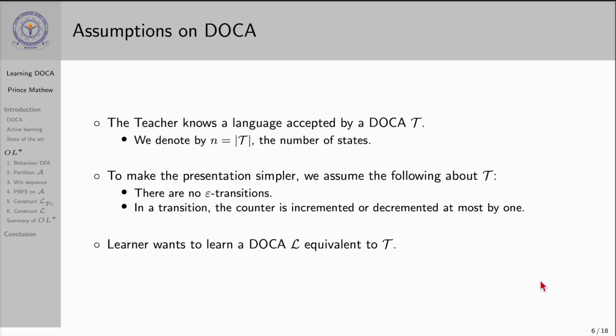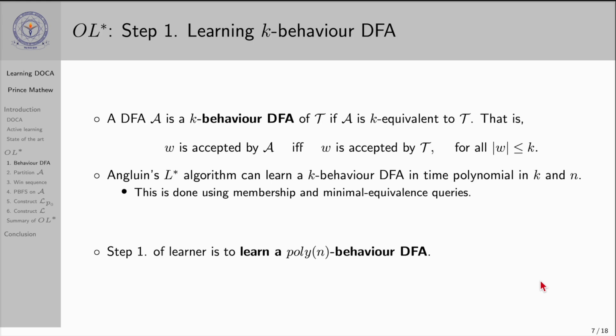So what are the assumptions that we have? We assume that the teacher knows a language accepted by a DOCA T, and for the rest of the talk we denote by n the size of T. To make this presentation simpler, we assume that there are no epsilon transitions in T and the counter value is always incremented or decremented by at most 1. So the learner's aim is to learn a DOCA L that is equivalent to T. The OL star algorithm proceeds in 6 steps.